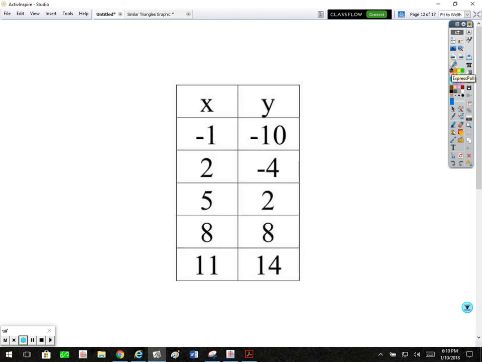All right, now we have a table. Well, remember, what you have on this table is the same concept that we just did. This is going to be your run. This is your rise. We're going to just find the difference. Negative 10 to negative 4. All I did was I added 6. Okay, negative 4 to 2, I added 6. 2 to 8, I added 6. And 8 to 14, I added 6. All right, let's check the y side. The x side.